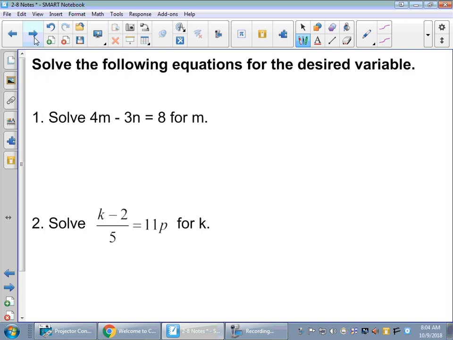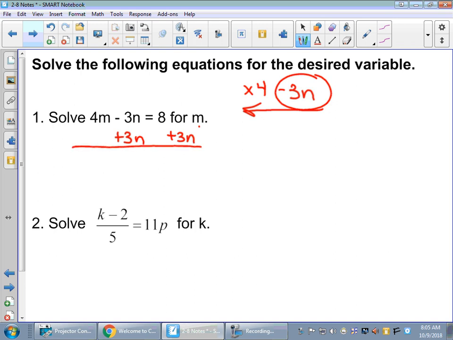So let's go ahead and just jump right in. The problems are going to look like this, where you have numbers and variables. In the first example, we have 2 variables, and they want us to solve for m. So we want to get m by itself. Right now, we're multiplying m by 4, and then we're subtracting 3n. If we want to rewind, the first thing we have to take care of is the minus 3n, so we're going to add 3n to both sides. I'm not going to put it underneath the 8 because n's and whole numbers cannot be added together, so we're just going to put it after it.